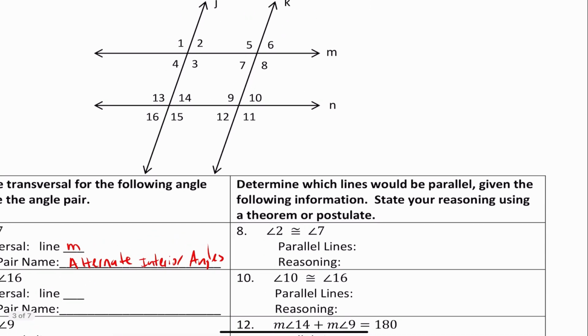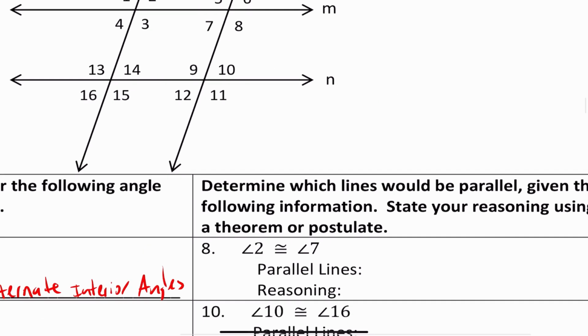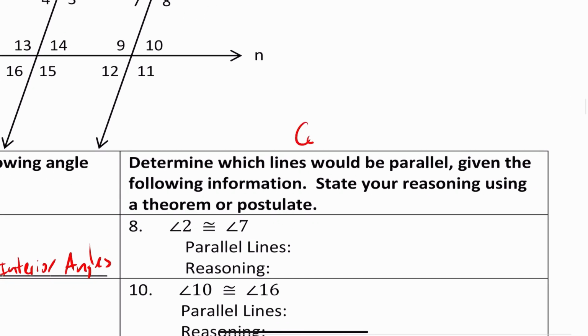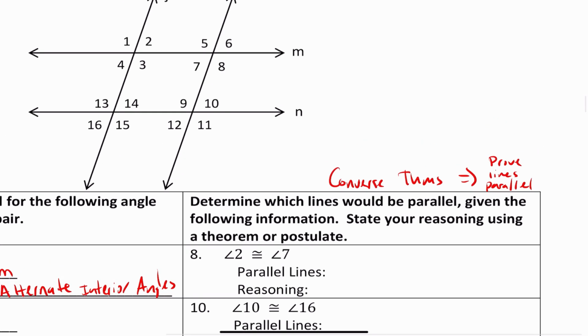Determine which lines would be parallel given the following information. State your reasoning using a theorem or postulate. So this here is definitely using the converse theorems. And remember, with the converse theorems, they prove lines parallel. So go ahead and use your pink sheets for that. So angles 2 and 7.